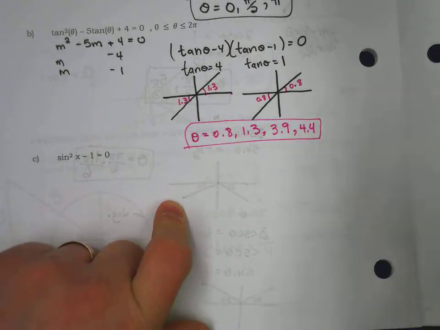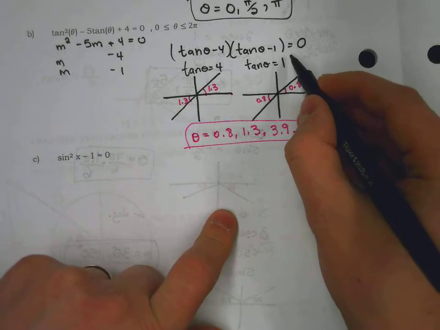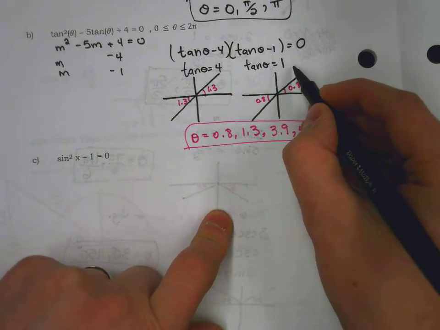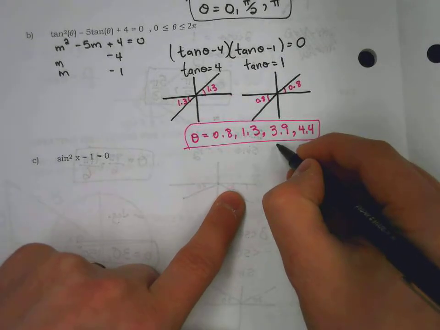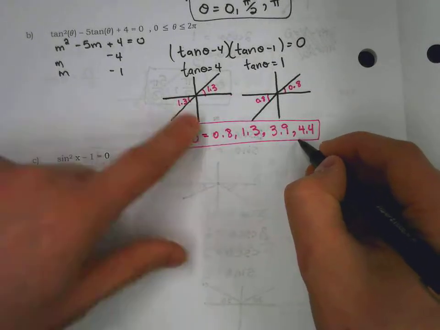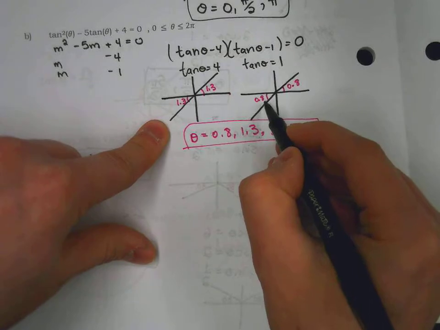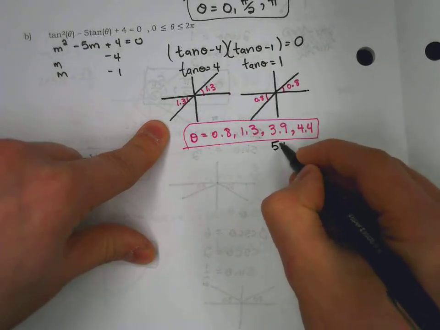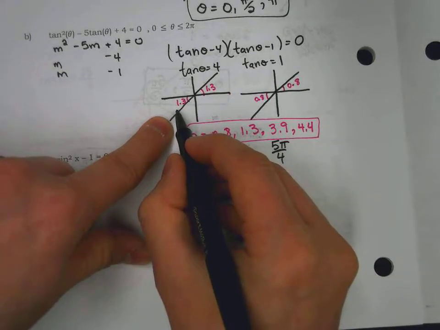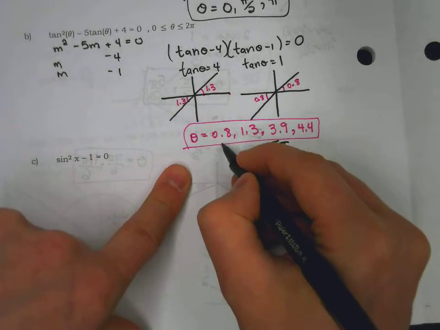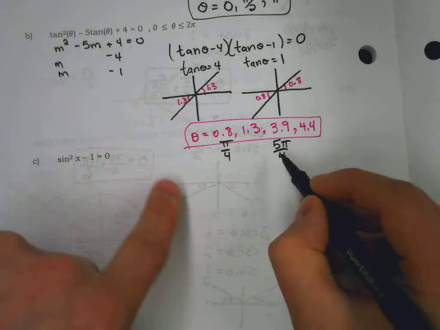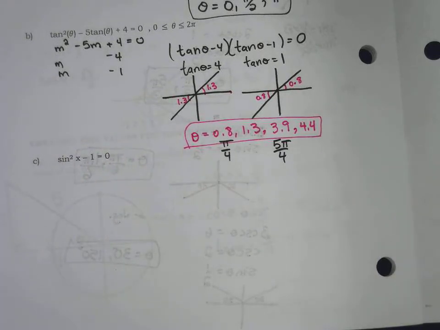The one that would be a little bit more skilled is if you know that the y value divided by the x value only creates a 1 at 45 degrees. You would, for 3.9, say that's 5 pi over 4. And for the 0.8, you would say that's 45 degrees or pi over 4. That would be a better scenario.